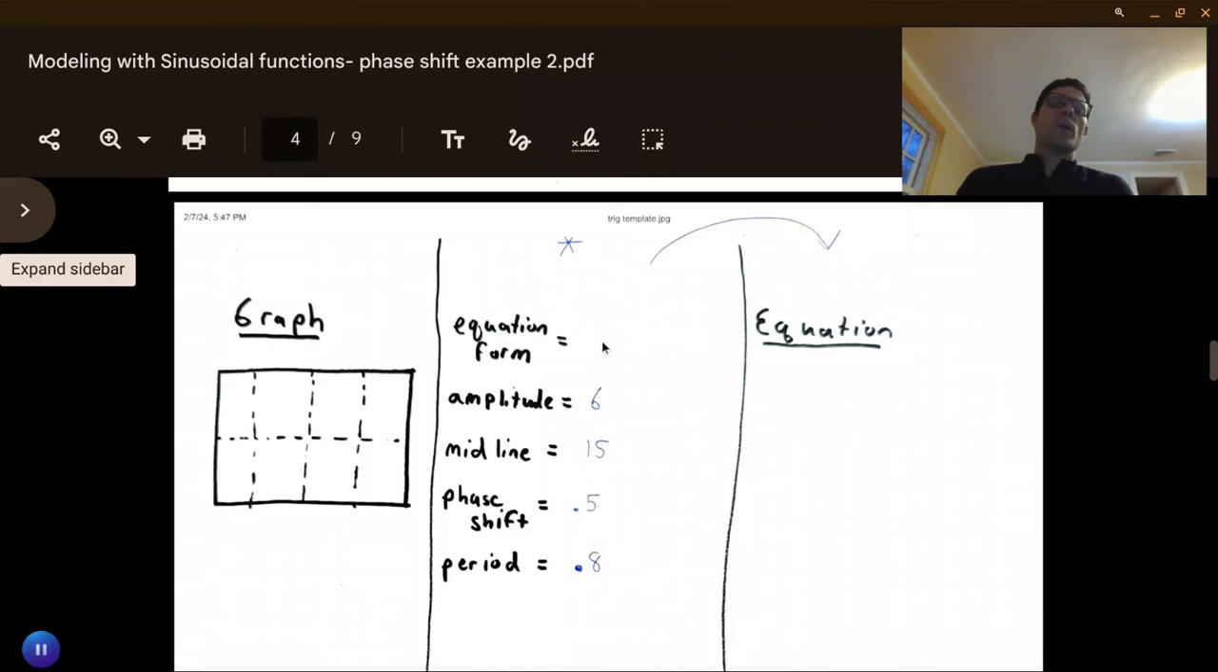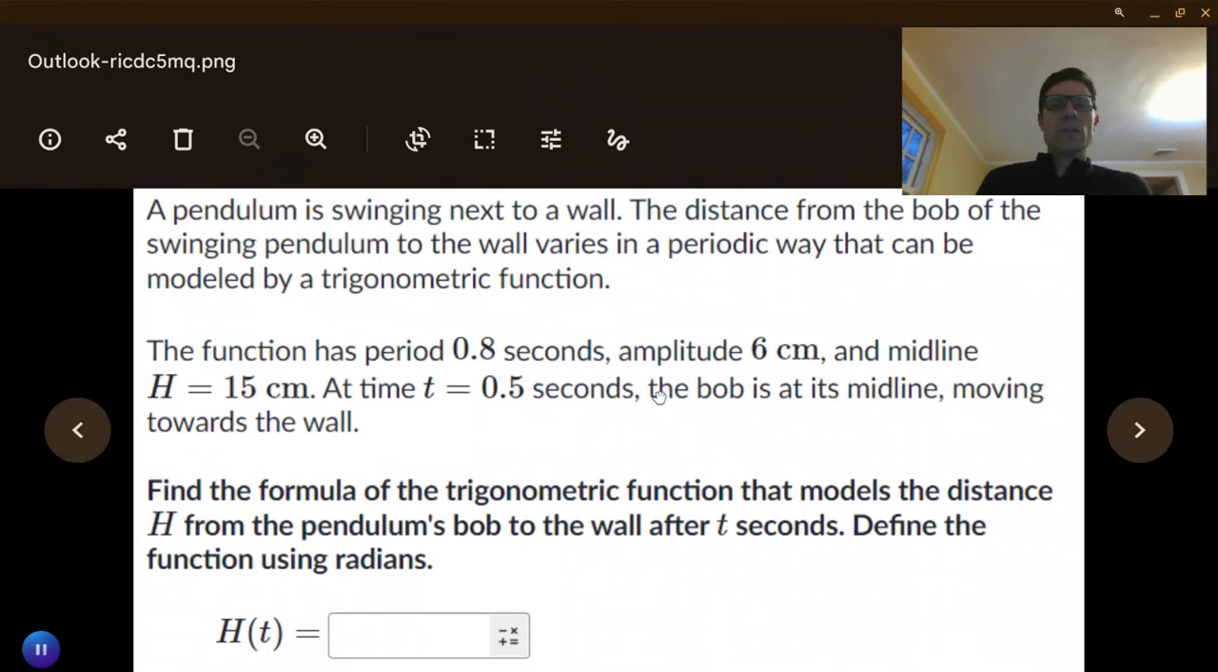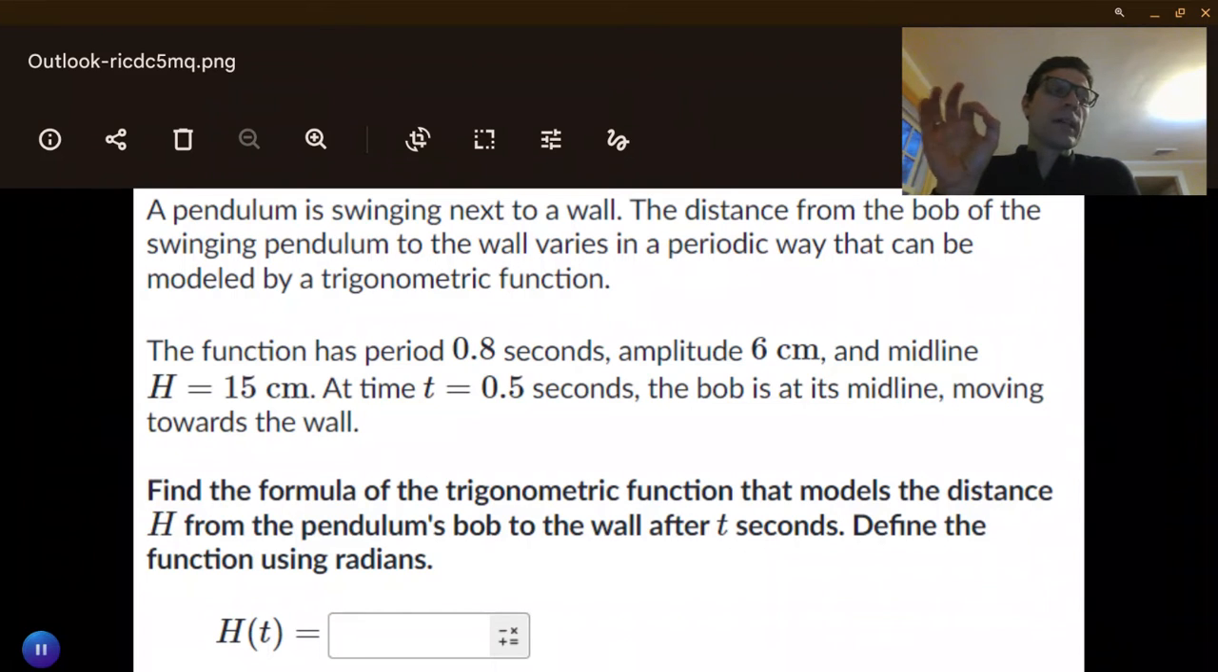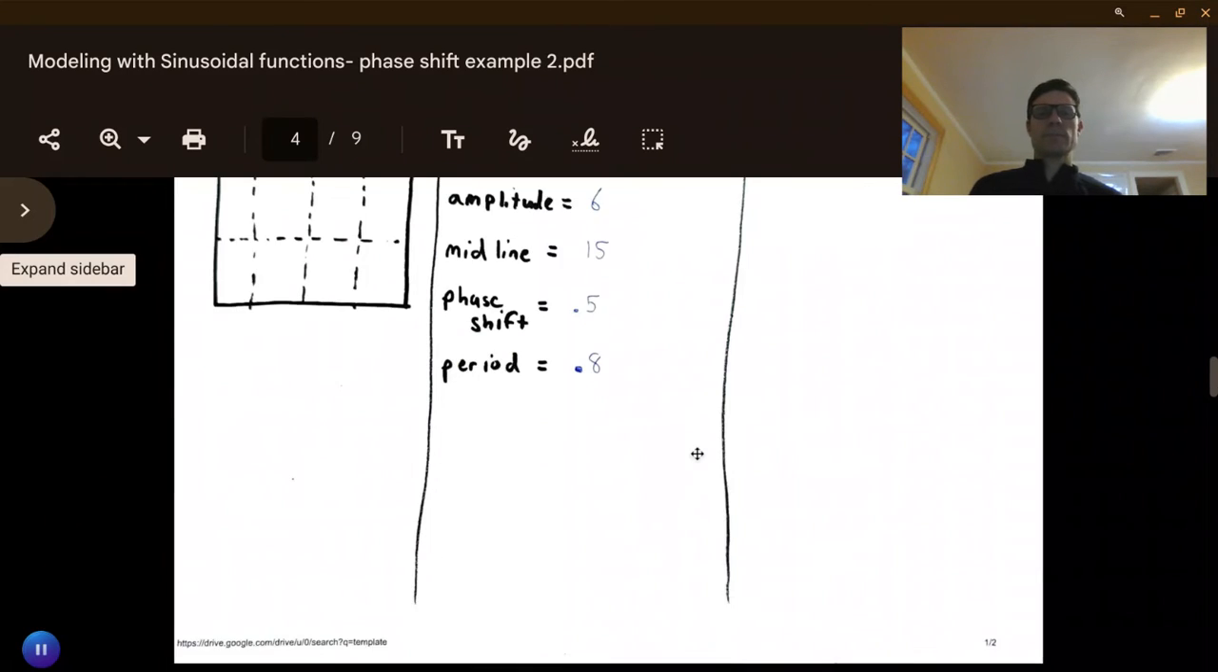Now, the trickiest part of this is actually finding the equation form, which was pretty easy when we had the graph, or if we had the equation. It was easy to figure out what the equation form is. There's a couple of clues, though, they give us. The first is that at 0.5 seconds, the bob's at its midline. That lets me know that I'm dealing with positive or negative sine. Because positive cosine starts at the function's max, and negative cosine starts at its minimum. Positive and negative sine both start at the midline. So I know this much so far.